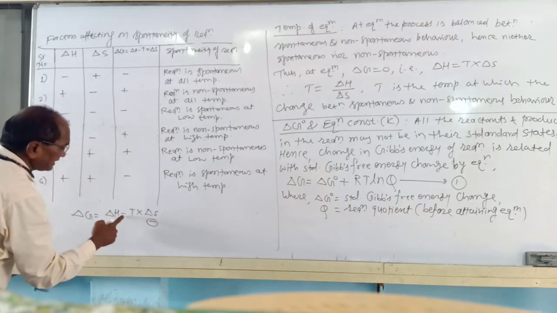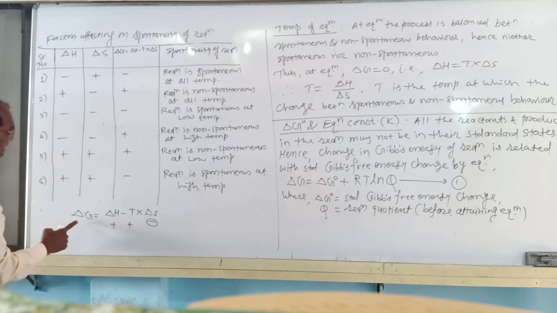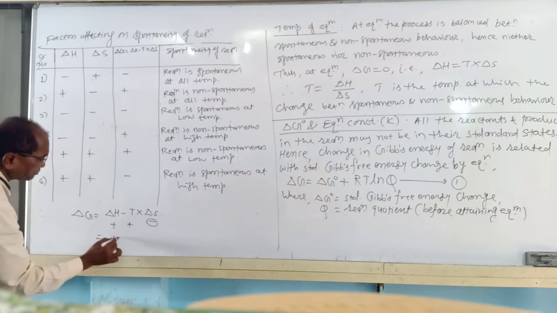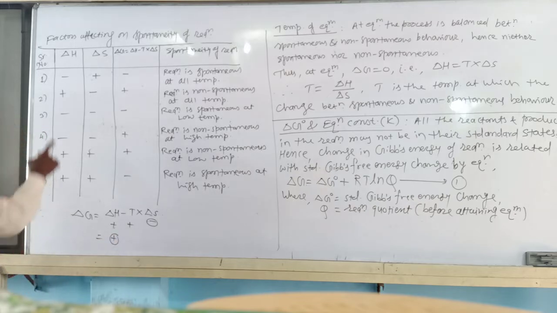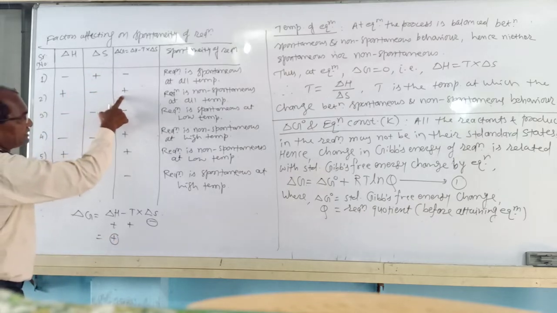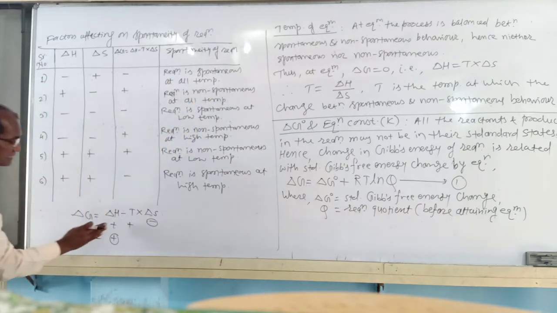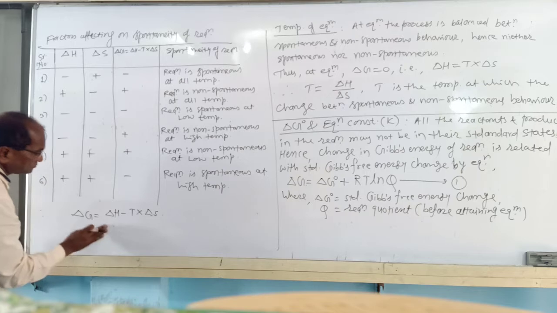Then second, ΔH is positive, ΔS is negative. Here negative into negative is positive. Therefore, positive, positive, ΔG is positive. And if ΔG is positive, the reaction is non-spontaneous at all temperatures.